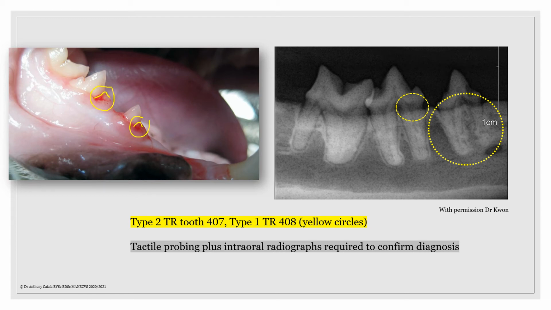If you look at the radiographic image, on the right-hand side, you can see the yellow oval and circle is showing you that there's quite marked type 2 tooth resorption occurring around the 407 here. So this would be a crown amputation technique, whereas 408 has a tooth resorption in this area here. We have an intact periodontal ligament space here, an intact periodontal ligament space here. So we should be able to extract that whole tooth.